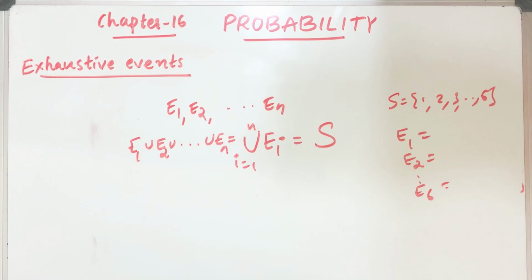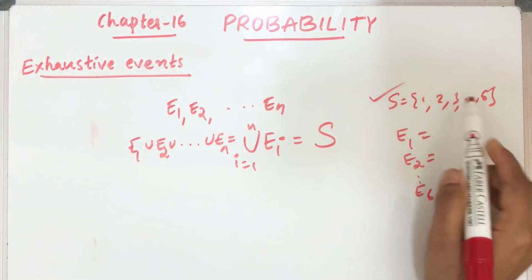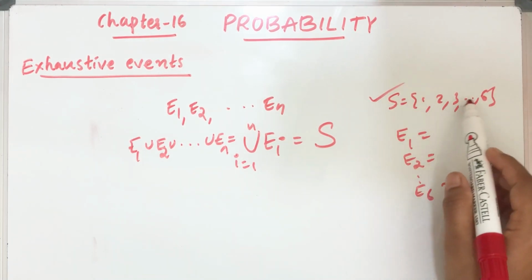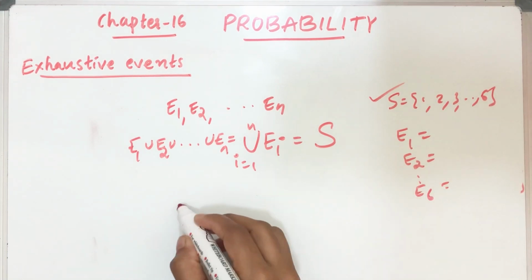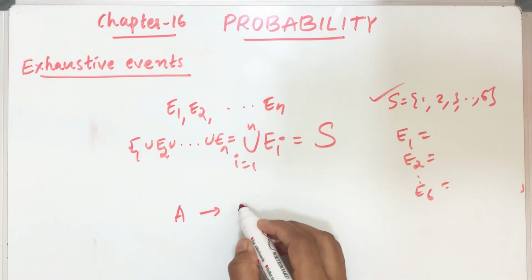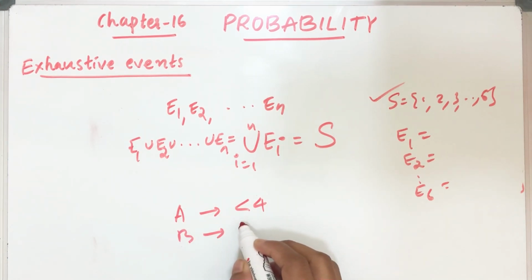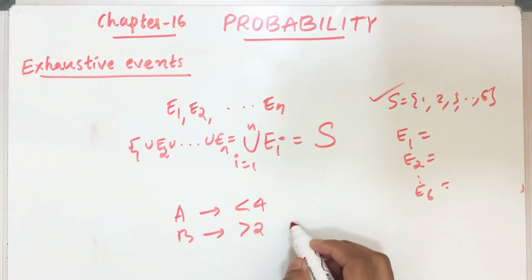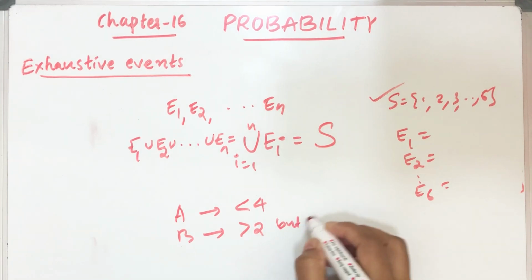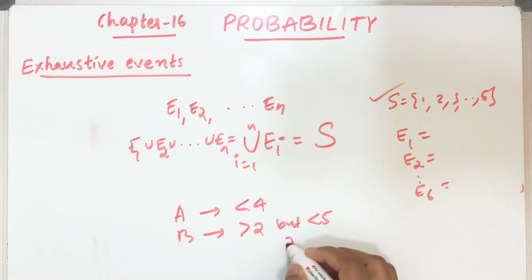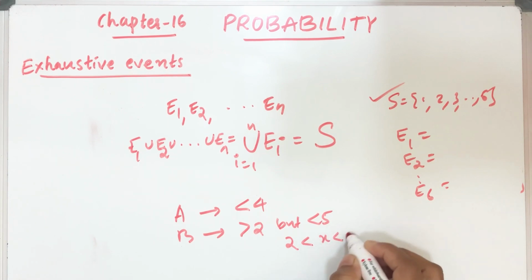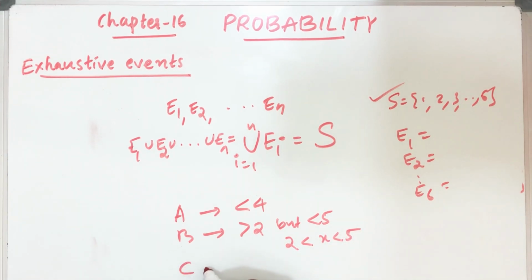Another example: consider the experiment of throwing a die. Then the sample space is equal to 1, 2, etc. 6. Let A be the event of getting a number less than 4 and B be the event of getting a number greater than 2 but less than 5, that is 2 less than x less than 5. And C be the event of a number greater than 4 appearing.